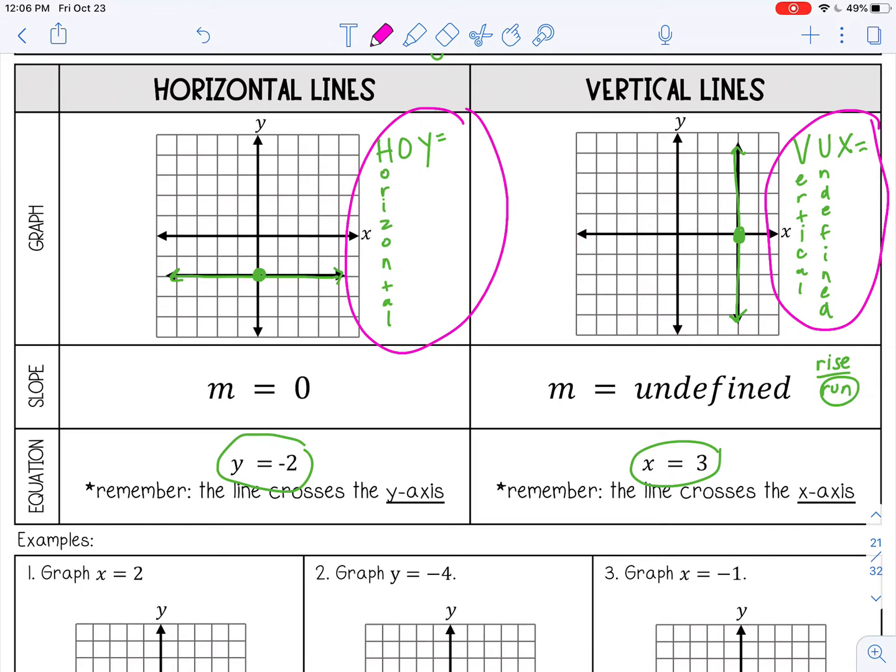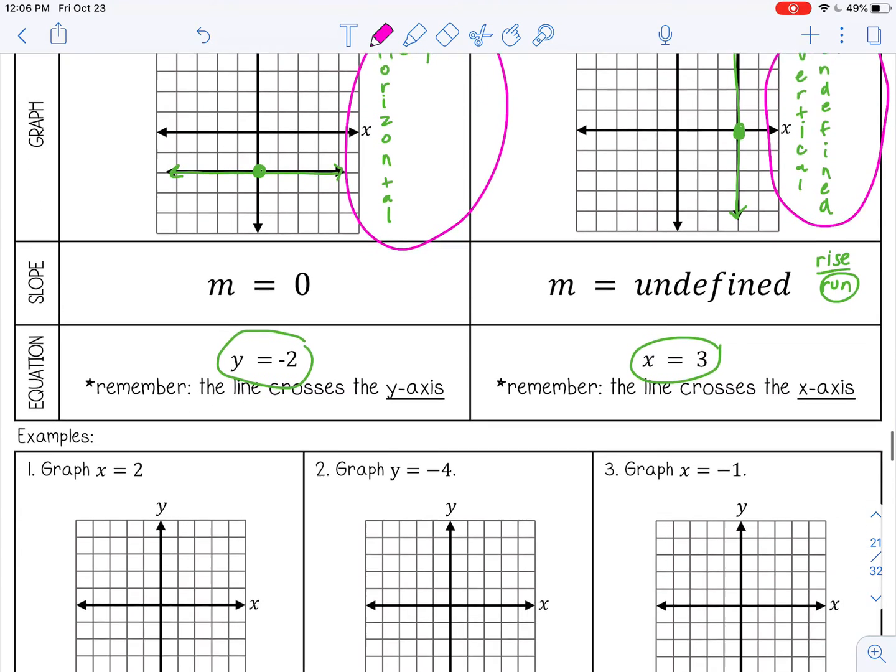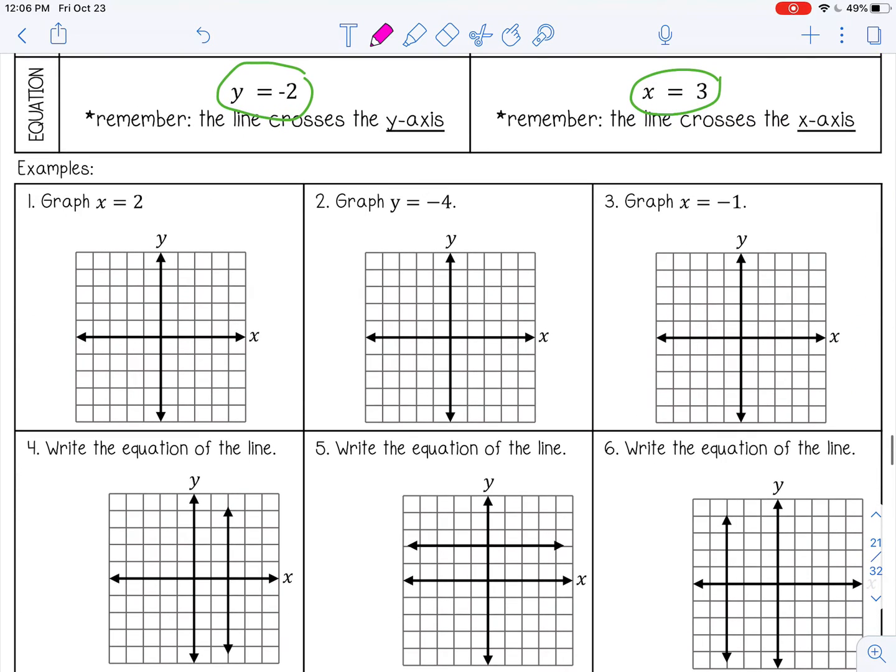All right, let's go ahead and go over some examples. Number 1 says graph x equals 2. So that means it's going to go through 2 on my x-axis. So I would find that first. It's going through 2 on my x-axis. And since it's x equals, it's a vertical line. Remember, BUX, it's vertical, it's x equals a number, it has undefined slope.